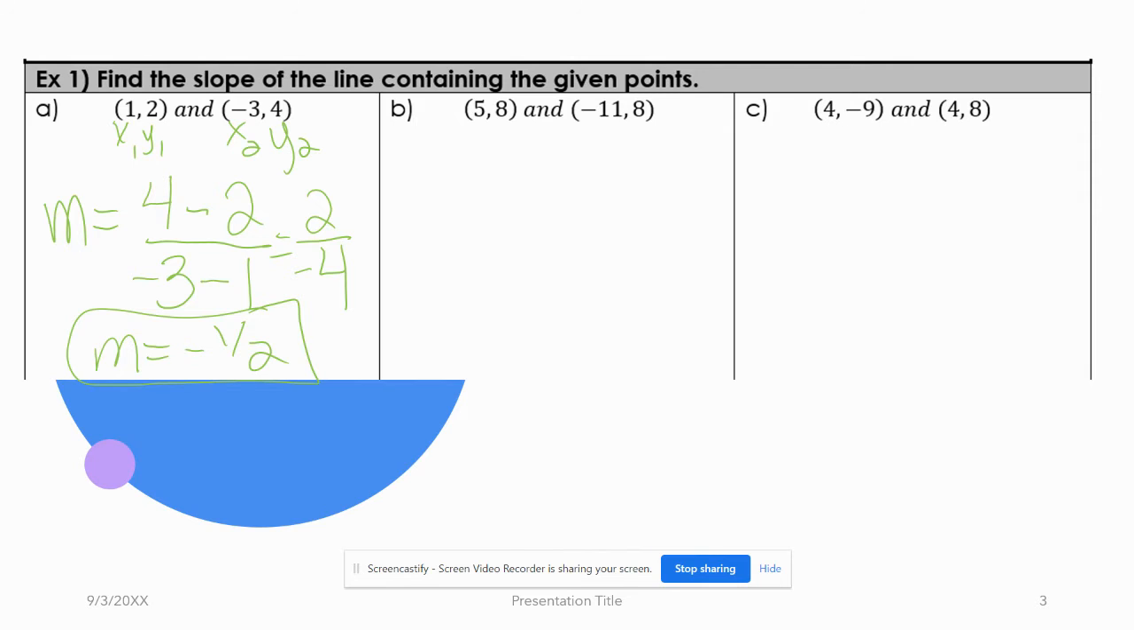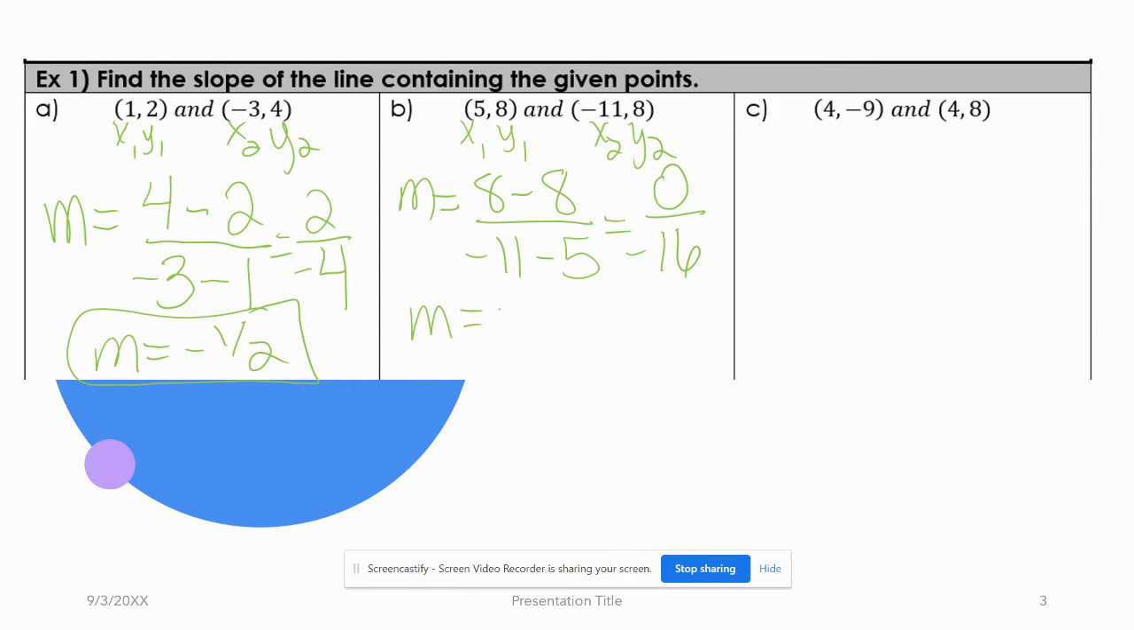Let's try letter B. We have x1, y1, x2, y2. Slope, y2 minus y1 over x2 minus x1. 8 minus 8 is 0. Negative 11 minus 5 more is negative 16. 0 divided by 16 is 0. So this is 0 slope.